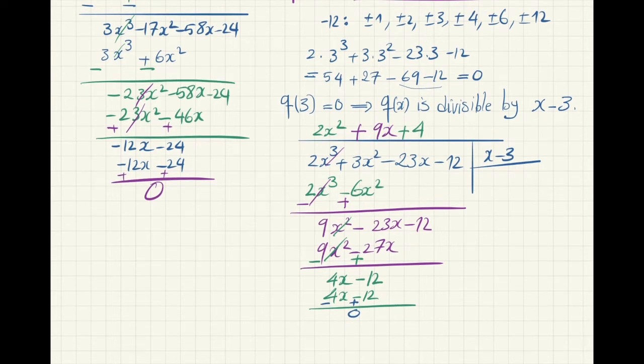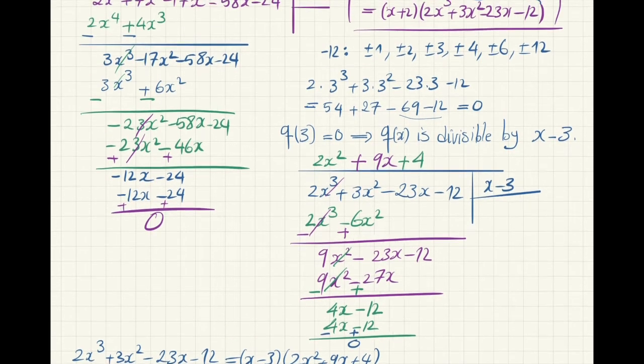So what does it mean? It means now that this expression is equal to this multiplied by that. So let me write it down. 2x^3 + 3x^2 - 23x - 12 is equal to (x - 3) times (2x^2 + 9x + 4).